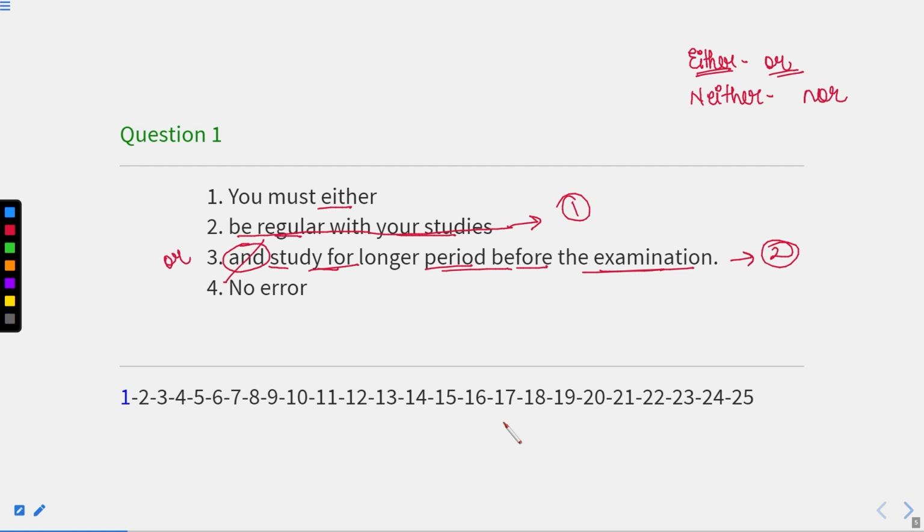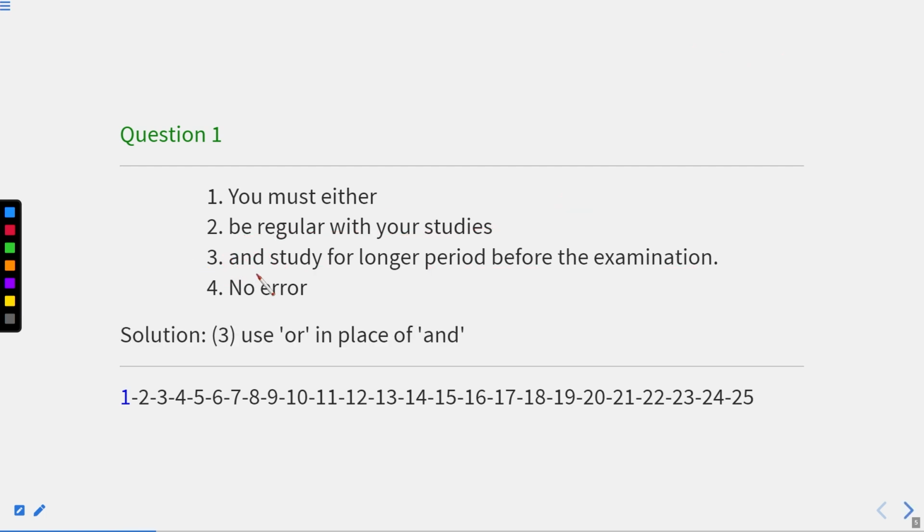They should be placed only before the options, or the choices, which are mentioned in the sentence. So here, before the first choice we have used either, and before the second choice we have used or. So this and should be replaced with or. So the answer will be part 3, use or in place of and. So this is the correct sentence. Okay, this is the correct answer.